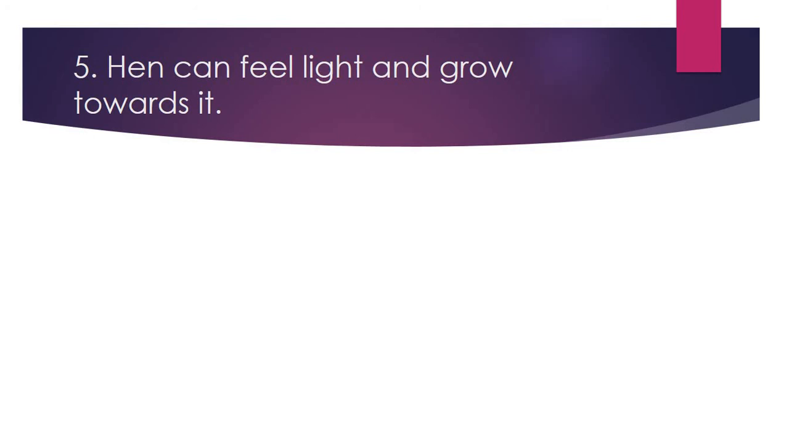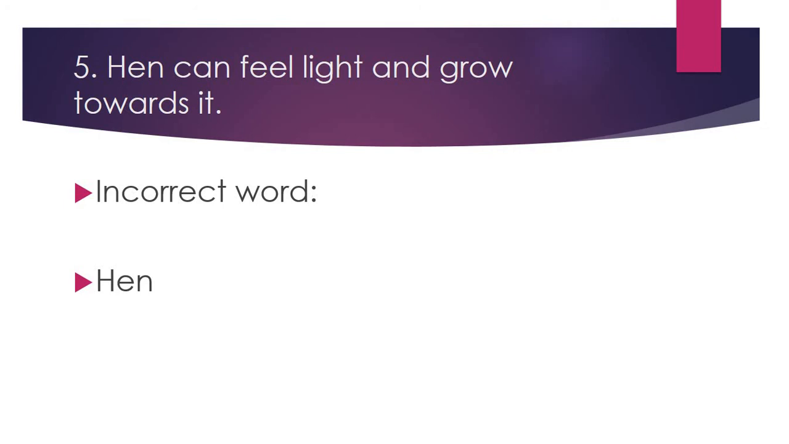Hen can feel light and grow towards it. Hen cannot feel light. So obviously the incorrect word is hen. Please write it down. Then what will be the correct word? Dash can feel light and grow towards it. It was written in the living things grow section in your textbook.